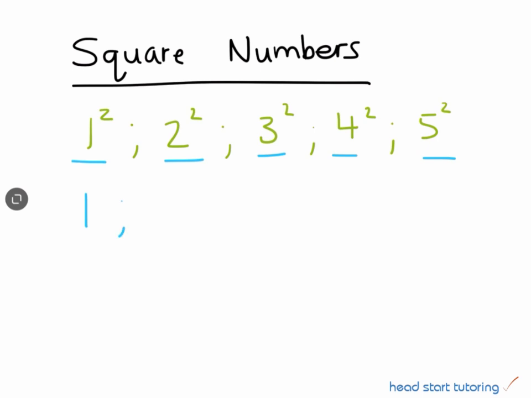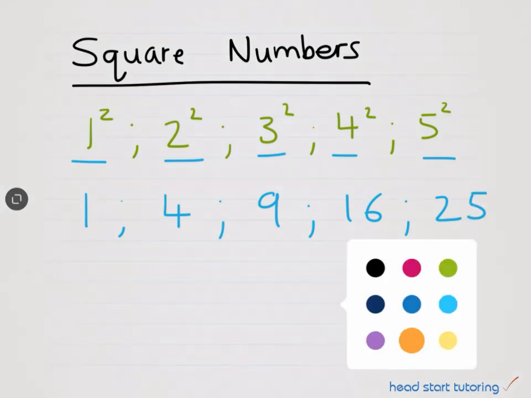So 1 is a square number because 1 squared is 1 times 1, which is 1. 2 times 2, which is 2 squared, is 4. So 4 is a square number. 3 squared is 9. 4 squared is 16. And 5 squared is 25.